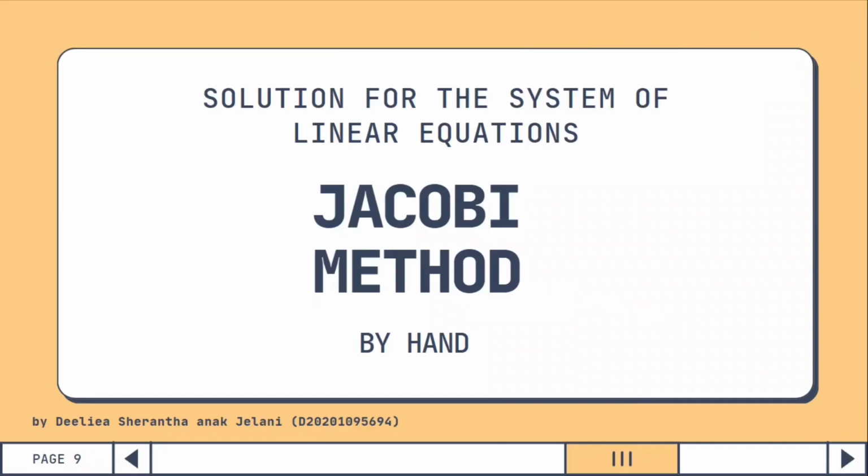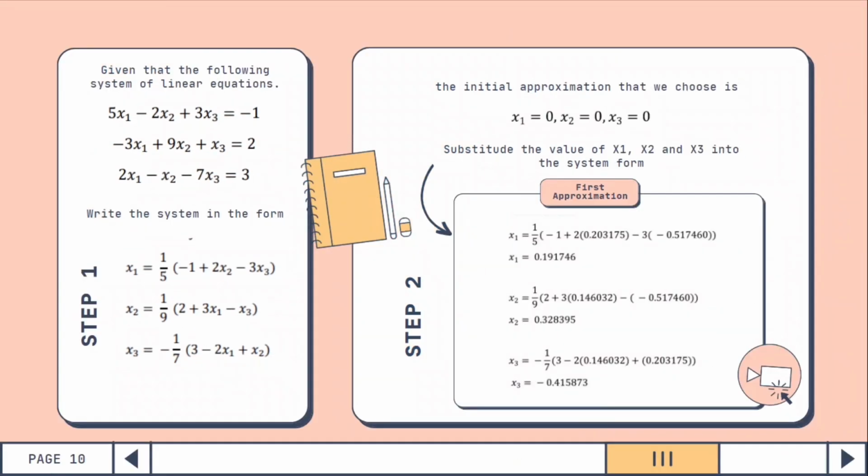Hello, my name is Dila Shanka and today I will present the solution for a system of linear equations using the Jacobi method by hand. Given the following system of linear equations: 5x1 minus 2x2 plus 3x3 equals -1, -3x1 plus 9x2 plus x3 equals 2, 2x1 minus x2 minus 7x3 equals 3.